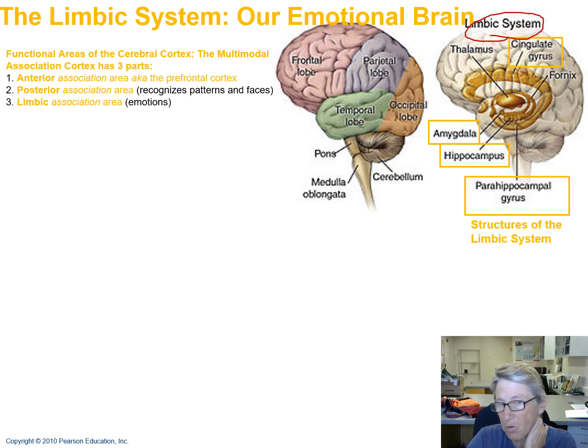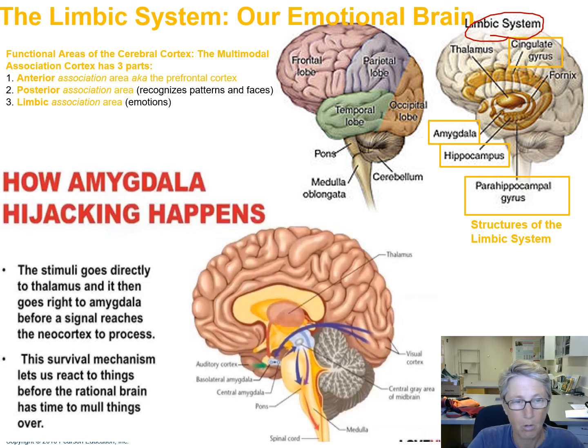You need to know the structures of the limbic system include the cingulate gyrus, the amygdala, the hippocampus, and the parahippocampal gyrus. Those are all the structures in the limbic system. So the limbic system is the third of the three parts of the multimodal association cortex.